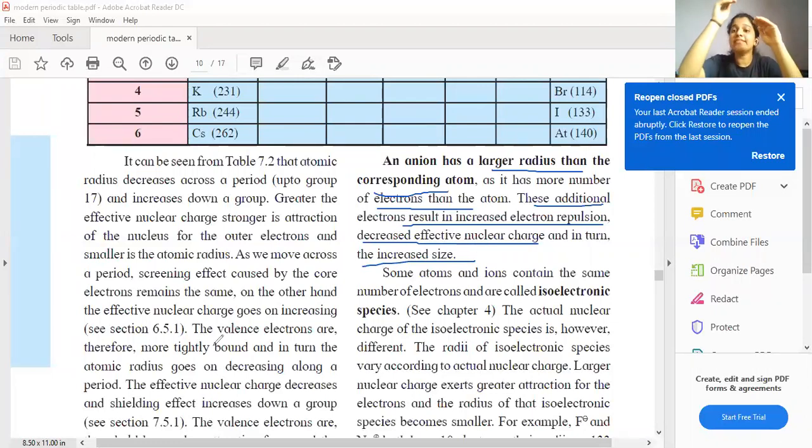Okay, and what is happening down the group? Down the group, effective nuclear charge is decreasing. So the nucleus's pull on the outermost electrons is very less. That is the reason those outermost electrons can go more and more far away, and that is the reason size increases. Same concept applies here as well.